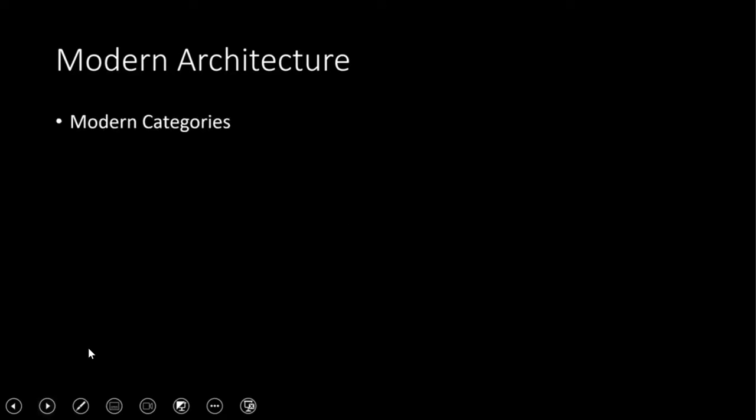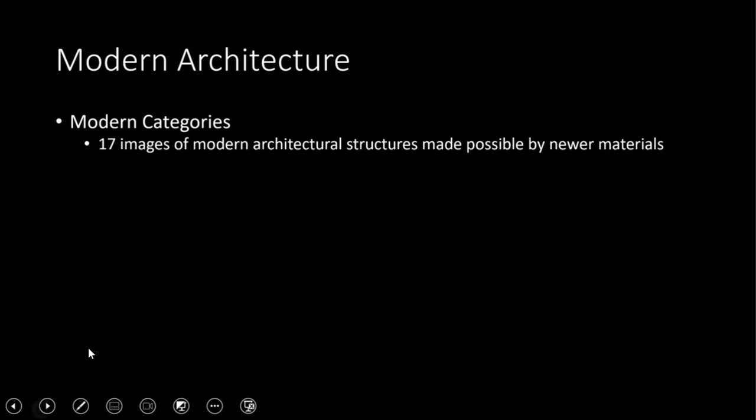Looking at modern architecture, the first slideshow I'm calling this one modern categories for the reason that I'm going to show you a lot of modern forms, but I think the main task is not just going to be to observe them closely, although you will need to observe them closely. The main task is going to be to put them into categories. So there'll be 17 images of modern structures, and basically all these modern structures are made possible by newer materials.